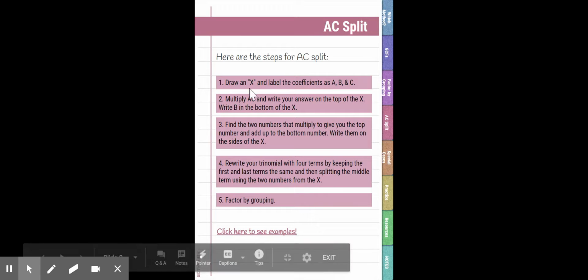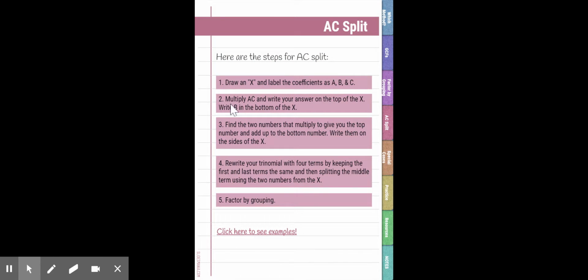So what you're going to do is draw an x and label the coefficients as a, b, and c. You're going to multiply a times c and write your answer on the top of the x, write b on the bottom of the x. You're going to find the 2 numbers that multiply to give you the top and add up to the bottom and write them on the sides.